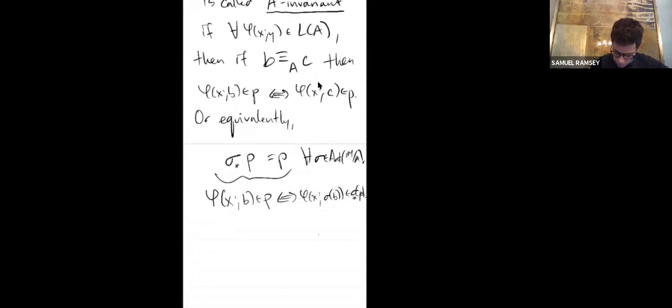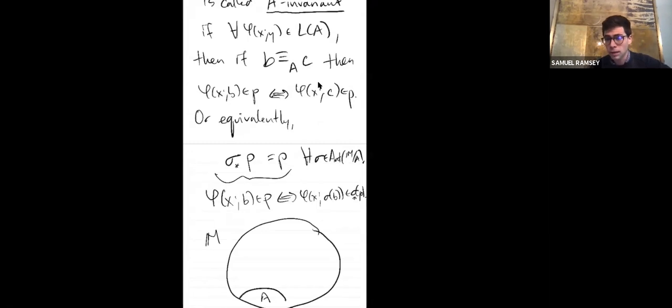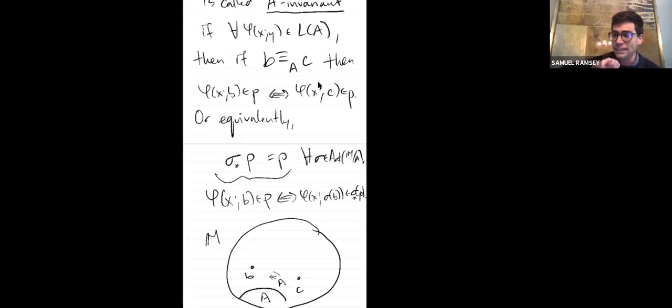So here we have the monster model. And then down here I have some small set A. Now, if I take 2 points, b and c, and let's assume that they have the same type over A, then the first definition says phi(x, b) goes in the type if and only if phi(x, c) goes in the type. So the decision about whether or not a formula goes in the type depends only on information contained inside of the set A.